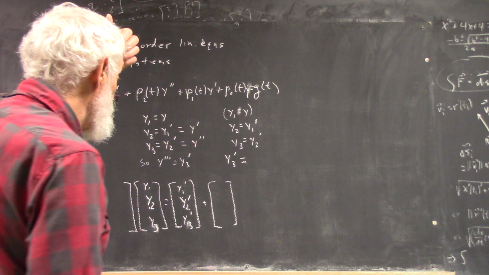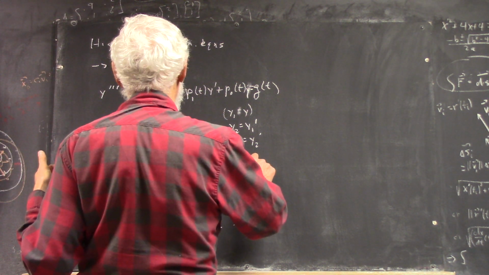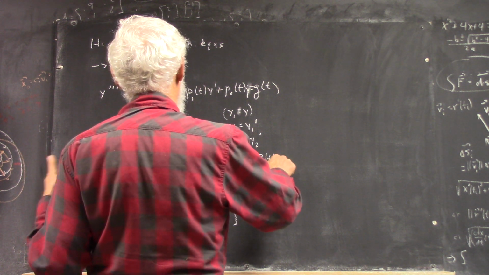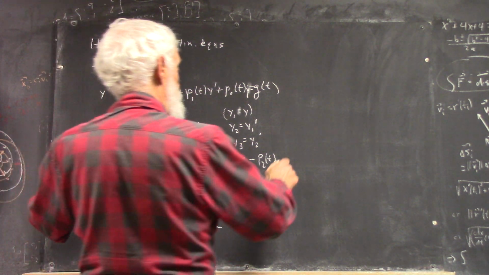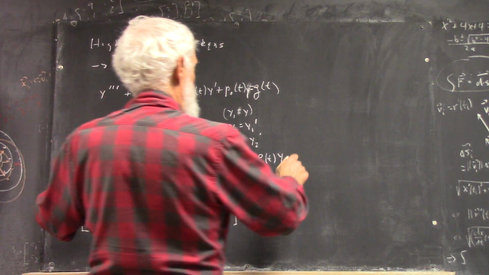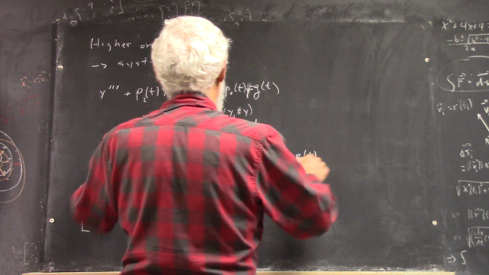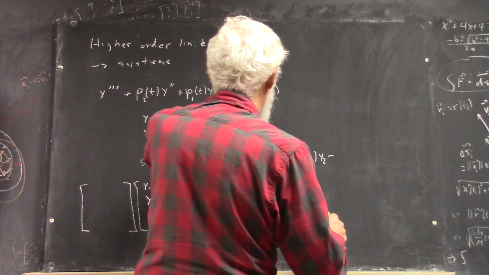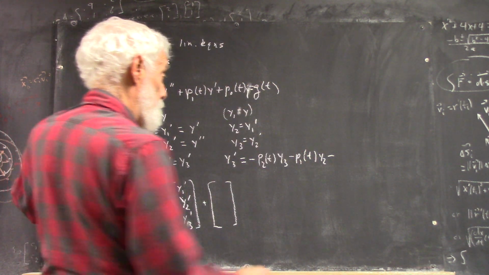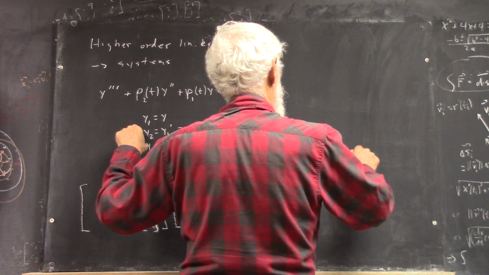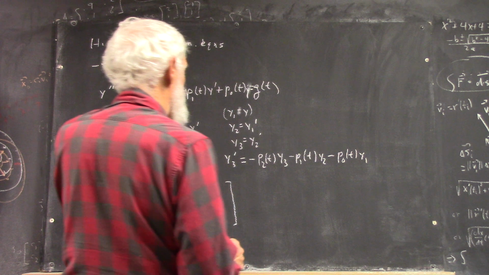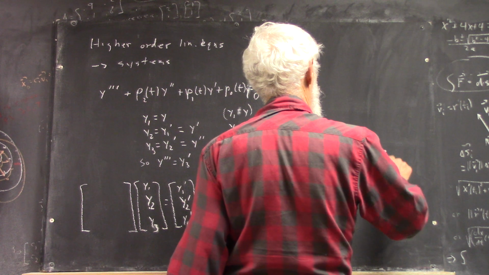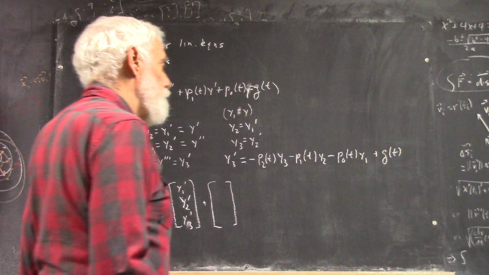Okay? So what we then have is, this is equal to negative p2 of t times y double prime being y3, minus p1 of t, y prime being y2, minus p naught of t, y being y1. Okay? And then plus g of t.